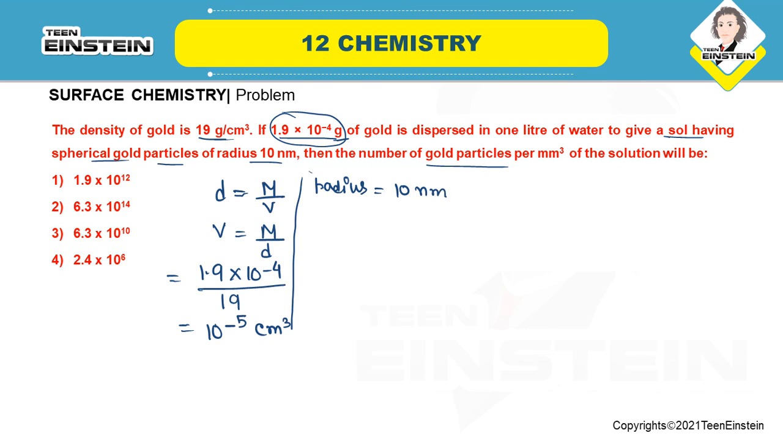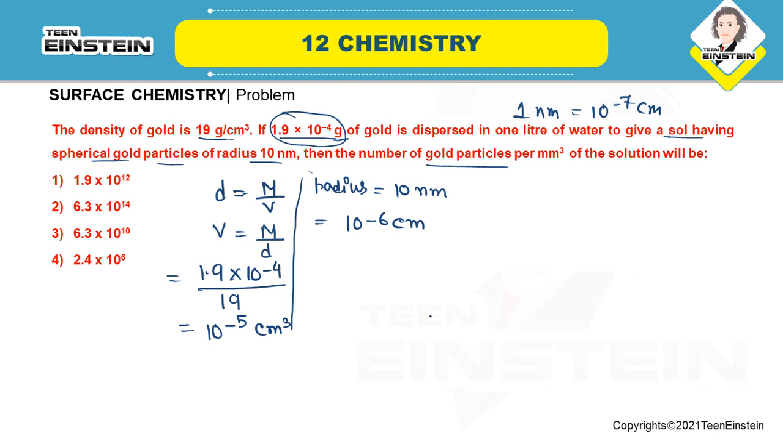It is a different unit of length, so we will convert it to centimeter. Now 1 nanometer is equal to 10 to the power minus 7 centimeter. So just multiply by 10 to the power minus 7, and it will be 10 to the power minus 6. So this is the radius in terms of centimeter.